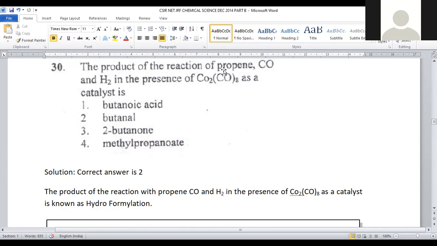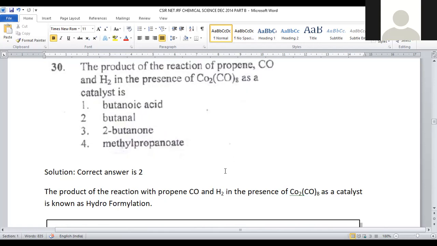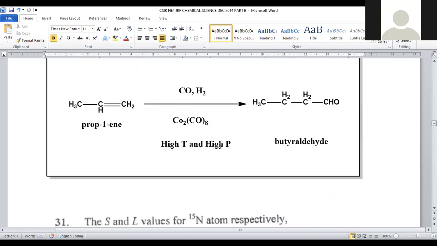So what will be the starting material? We are taking propene, an organic compound, which will be added with carbon monoxide and hydrogen in the presence of this Co2(CO)8 as a catalyst. What will be the final product? This is a kind of reaction called hydroformylation. What will be the product in hydroformylation? The product will be an aldehyde. So an aldehyde is available only in option number 2. Let us see the detailed mechanism.